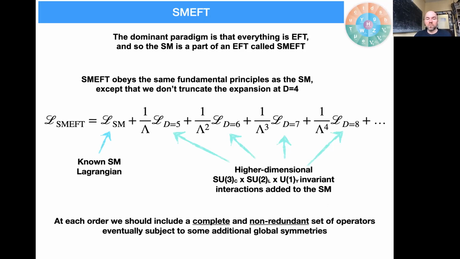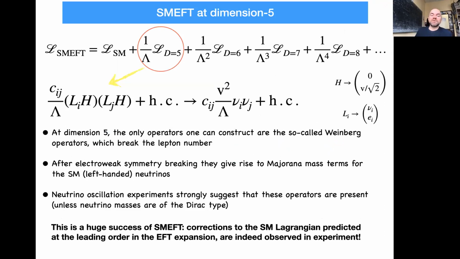So let's apply this effective field theory thinking to the end, and also include dimension 5 and dimension 6 and dimension 7 and dimension 8 and so on terms. And this standard model together with these higher dimensional terms is known as the standard model effective field theory, or SMEFT in short. And at each order, we will include a complete set of operators that are allowed by the symmetries. So let's start with dimension 5.